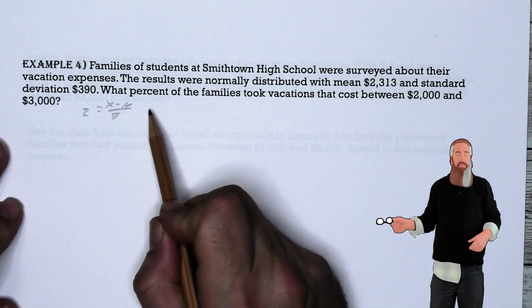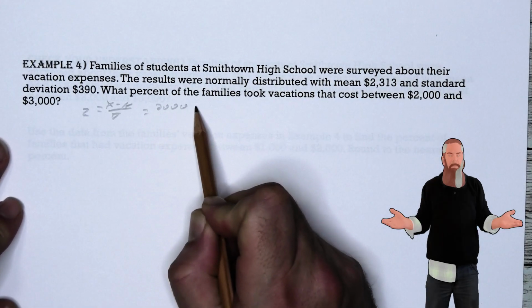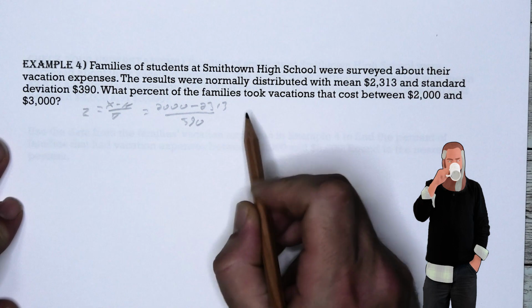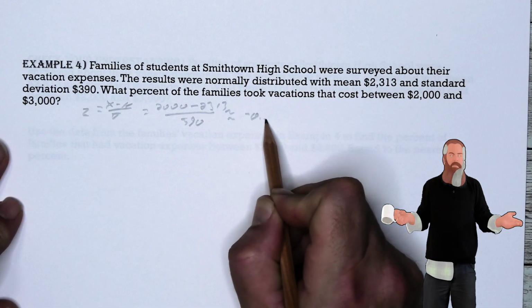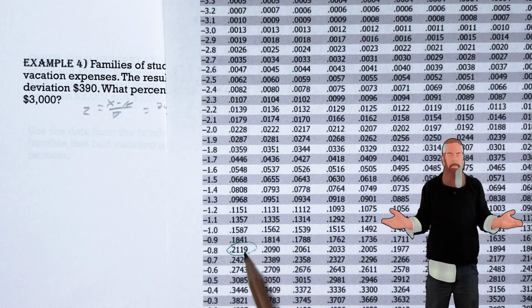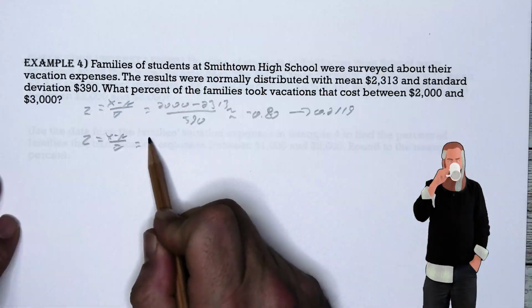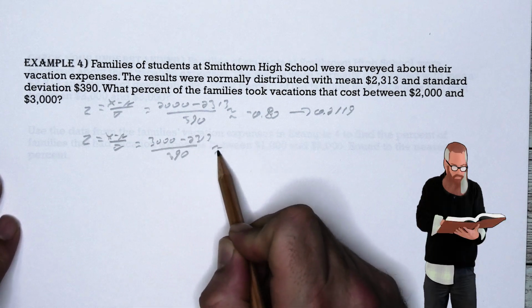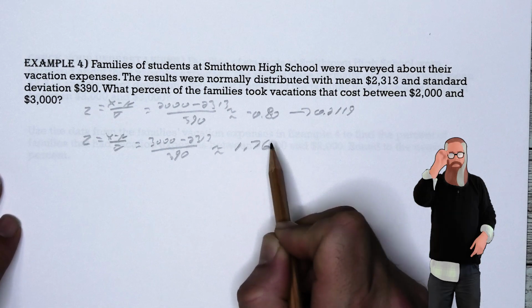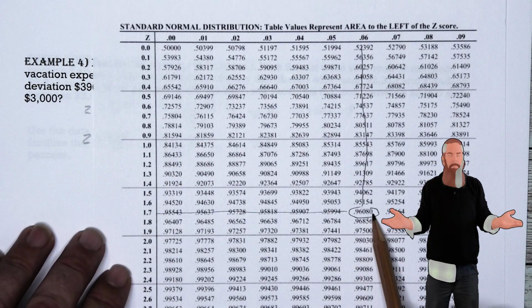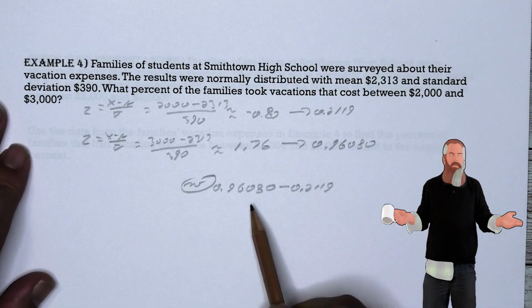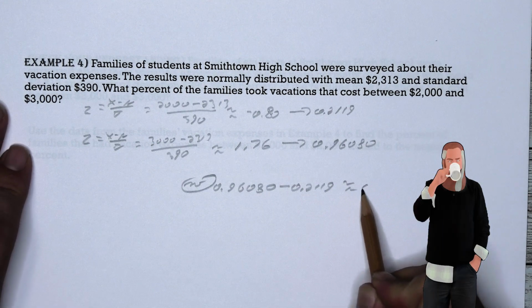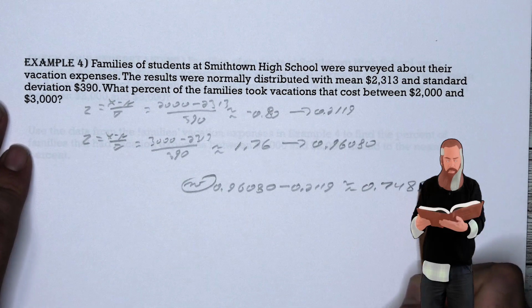Up first is to think about that $2,000 one. So $2,000 minus 2313 divided by 390 will give us approximately negative 0.80. We can see that this gives us a 0.2119. And taking a look at the 3,000, all we do is use 3,000 as the x variable, doing all of the same calculations, and we get approximately 1.76. So that's going to give us a 0.96080. So 0.96080 minus 0.2119 will give us approximately 0.7489, or 74.89%.